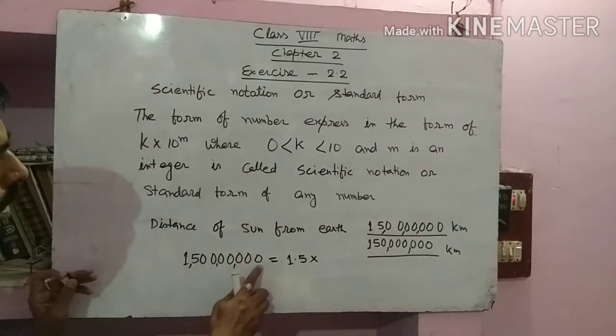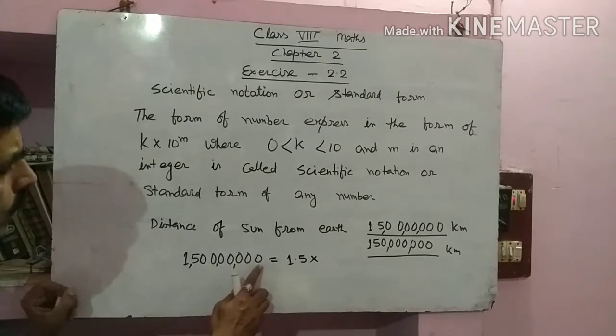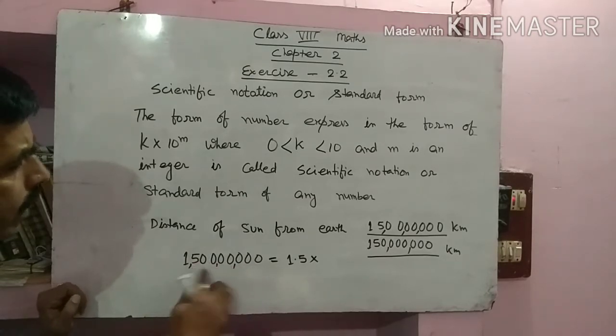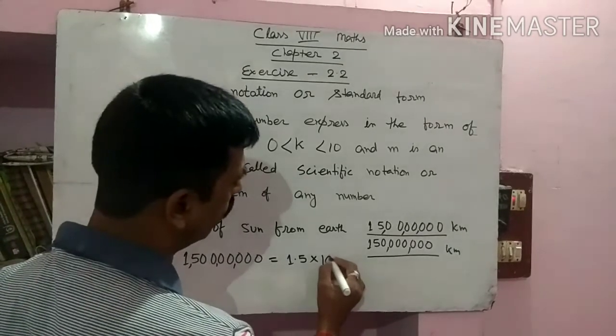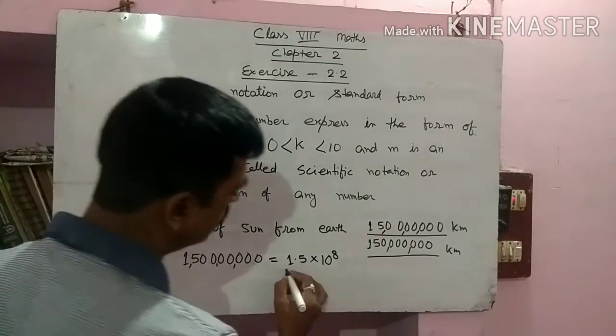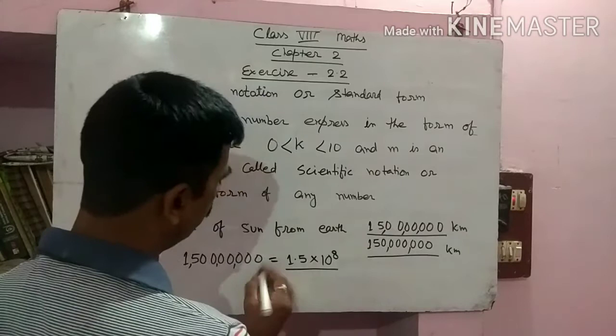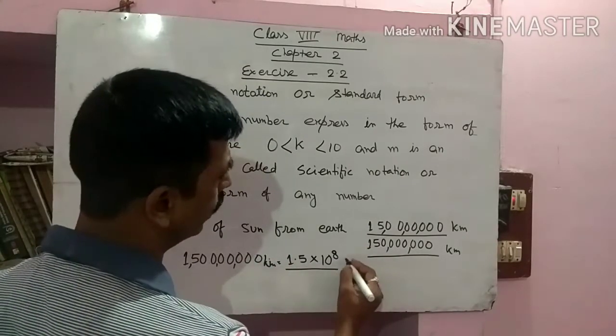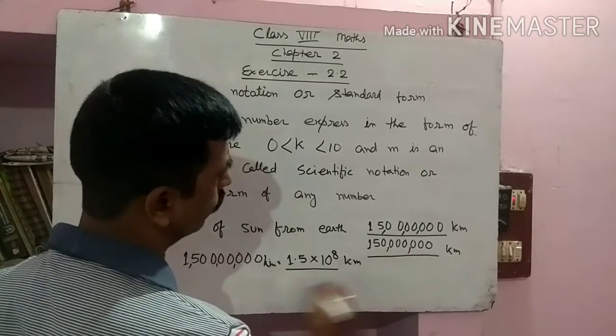So just count the number of digits, the number of zeros or the total digits which we are going to move towards leftward. 1, 2, 3, 4, 5, 6, 7, 8. Means it's 10 to the power 8. This is the standard form, in kilometers. So this much kilometer is equal to 1.5 into 10 to the power 8 kilometer.